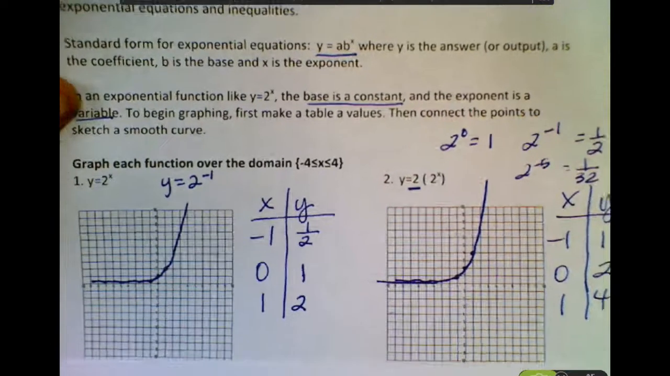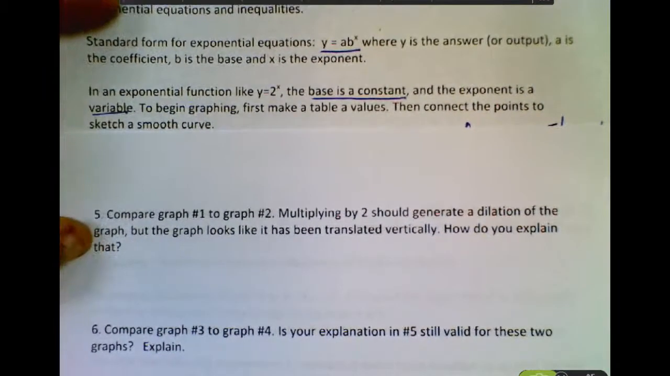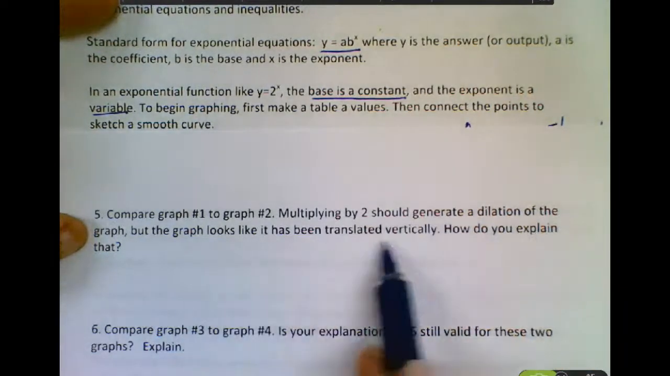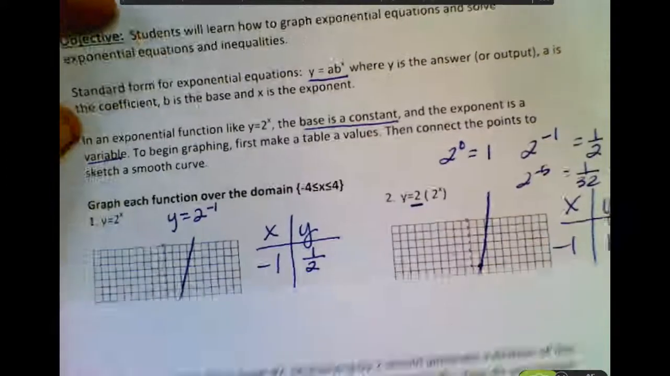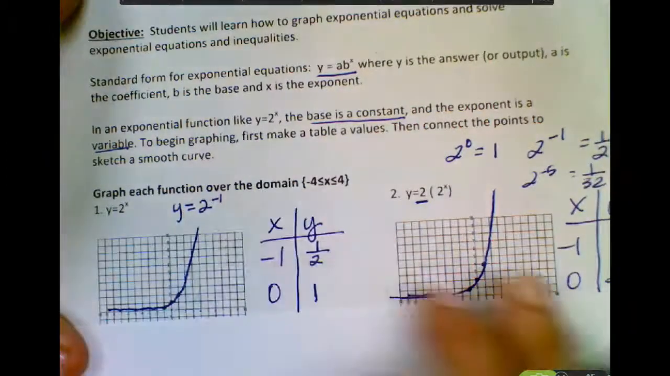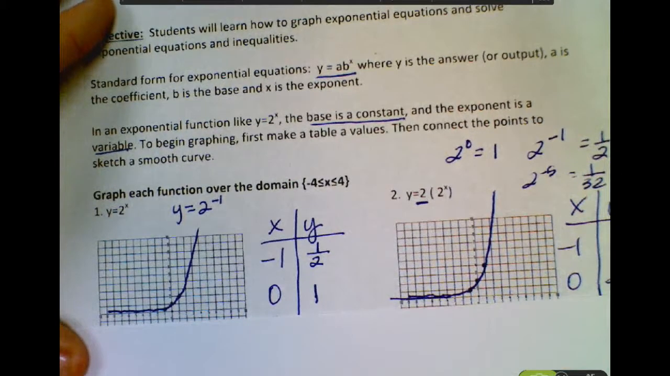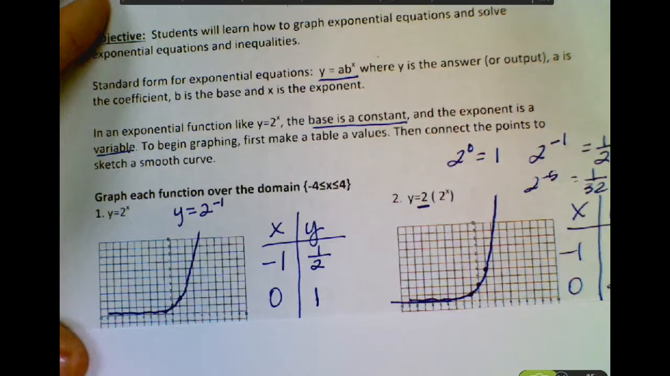Okay, so on the next page, it's asking us, compare graph 1 to graph 2. Multiplying by 2 should generate a dilation of the graph, but the graph looks like it has been translated vertically. How do you explain that? So really what it's done, if we look from 1 to 2, it's made it steeper, hasn't it? So it's really stretched upward by a degree of 2, right? It's twice as steep, okay?